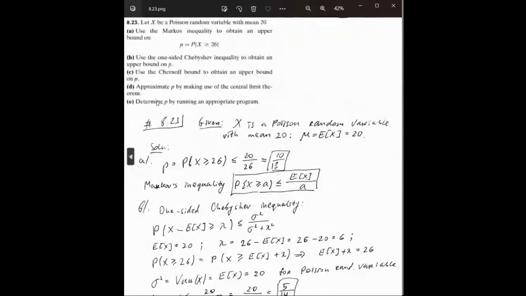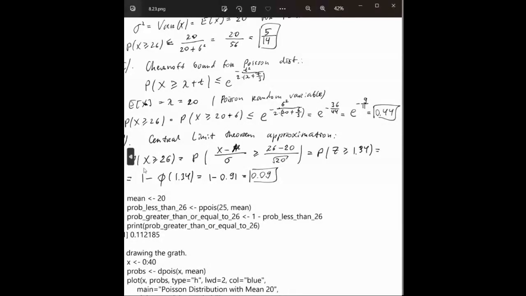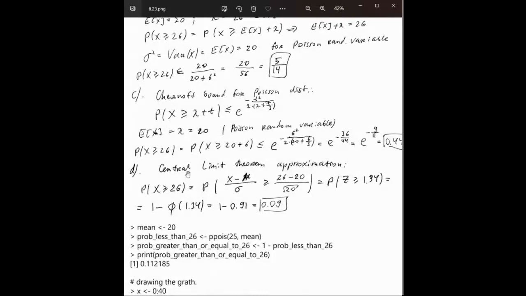Okay, next question is D. Approximate B by making use of the central limit theorem. By using the central limit theorem, the probability of X greater than or equal to 26 is equal to the probability of Z greater than or equal to 1.34. It's 26 minus 20, divided by the square root of 20. We know that sigma squared is 20, because it's the variance, and the variance and expected value are the same for the Poisson distribution. So by using the central limit theorem, the probability equals 9%.